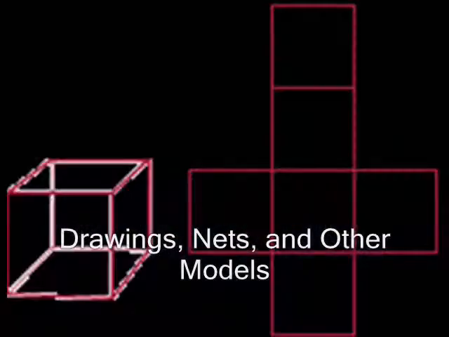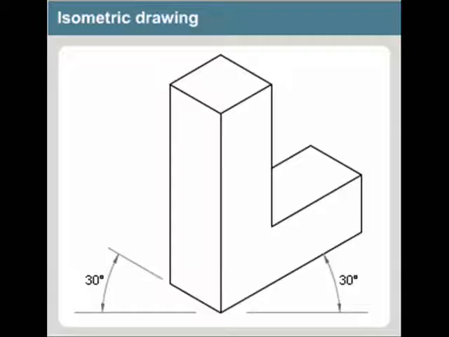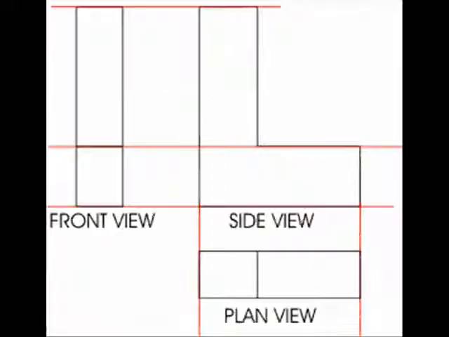A net is a two-dimensional pattern that you can fold to form a three-dimensional figure, such as this, to create a cube. An isometric drawing shows three sides of a figure from a corner view. And an orthographic drawing is another way to show a three-dimensional figure, showing it from the top, front, and right side.